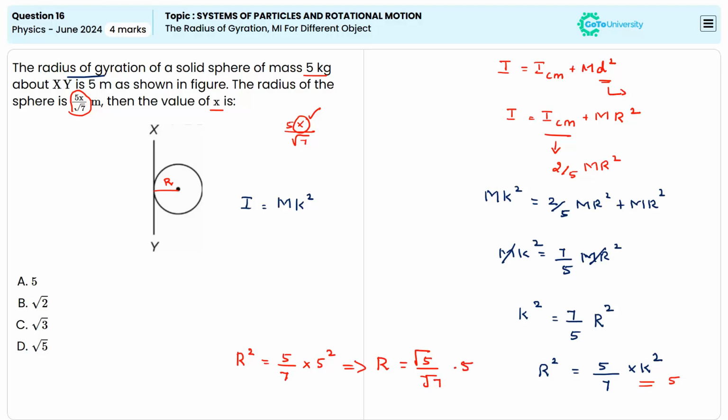In the question, the value of the radius is given as 5x divided by root 7, and the question is about what is the value of x. When we check our final answer with the value of radius given in the question, we can say x will be equal to root 5. So the correct answer for this question is option D.